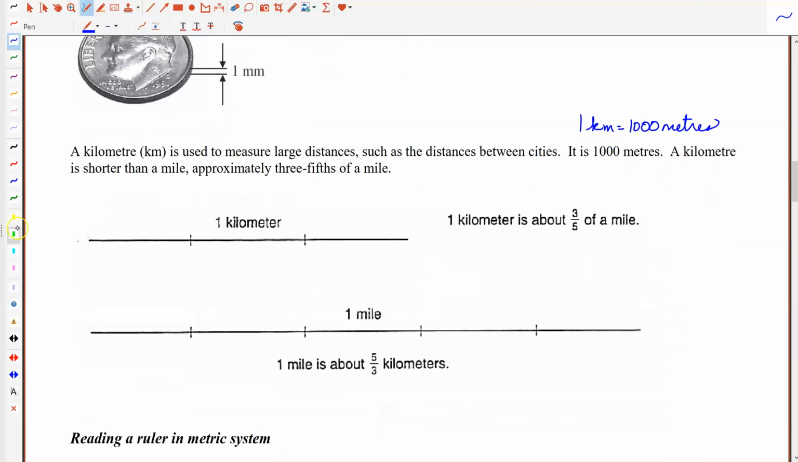So if you think about this distance right here as a mile, and we break that mile up into 5 equal-sized pieces, if you take 3 of those pieces, that's roughly how long 1 kilometer is. And conversely, we could say that a mile is about 5/3 of a kilometer, or 1 2/3. So 1 mile is a little bit less than 2 kilometers. If you had another one of these 1/3 pieces, then we would be at exactly 2 kilometers. So 1 mile is a little bit less than 2 kilometers.